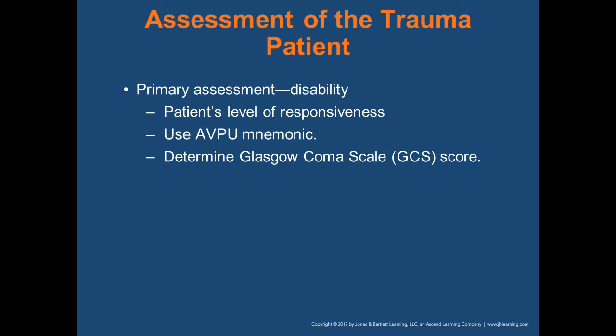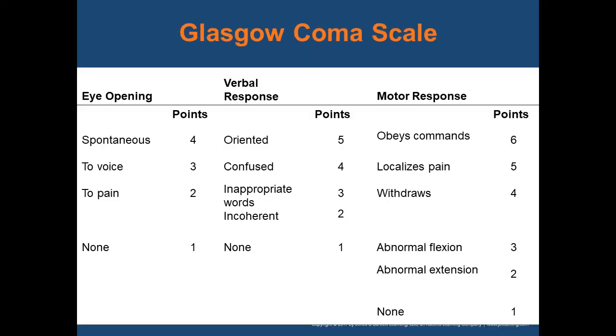Looking for your disabilities, the patient's level of responsiveness. You can use your AVPU mnemonic: alert, responds to verbal, responds to painful stimuli, or is unresponsive. You can use your Glasgow Coma score to determine their level of consciousness and possible outcomes.